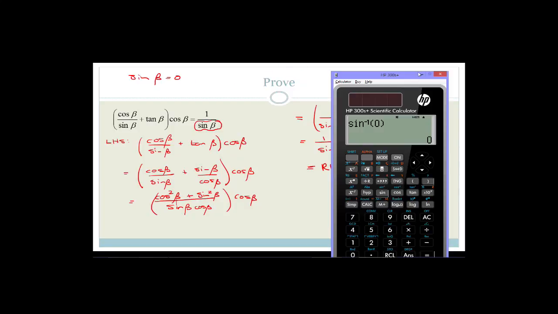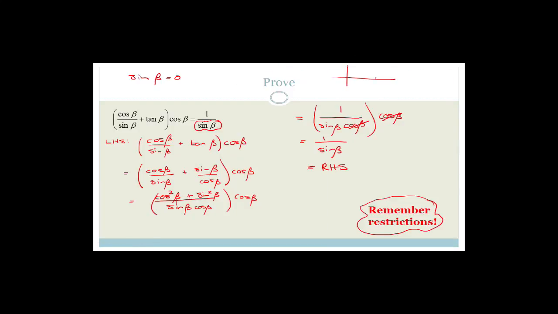Okay, because why? Think about it. The sine graph goes up and down. So it's 0, 90, 180, 270, and 360. So basically, this cannot work when sine beta equals 0. So therefore, beta cannot equal 0 or 180 plus or minus k, or just go naught plus or minus k 360 degrees, okay?